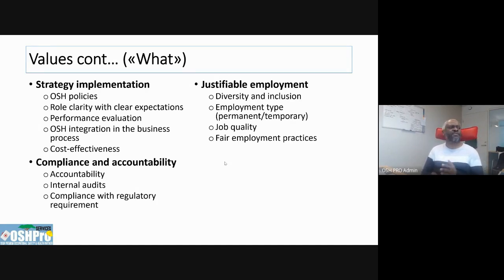We've mentioned this. If it's permanent or temporary employment, is it a short-time project that you need extra manpower for that particular project, or you have your permanent employees who do certain types of work? So these different types of employment should be justifiable, as we said, should go according to the time and how the situation is, how the society is, the job quality, fair employment practices.